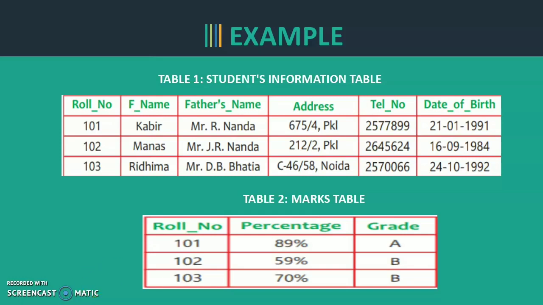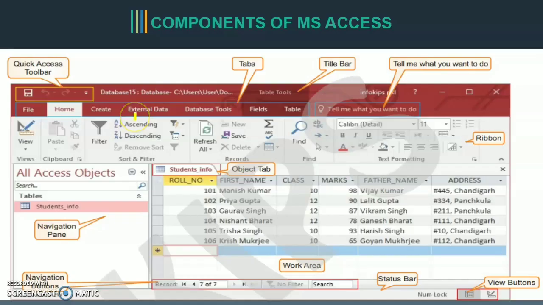Now students, we will learn about the components of MS Access. Whenever we open MS Access, this whole window appears. There are different components of this window. Now we will go through these components one by one so that we can use this software efficiently. At the top, just like any other software, there is a title bar. So this is our title bar.